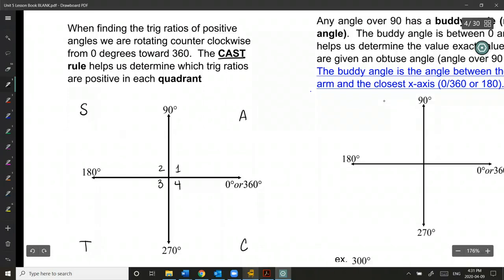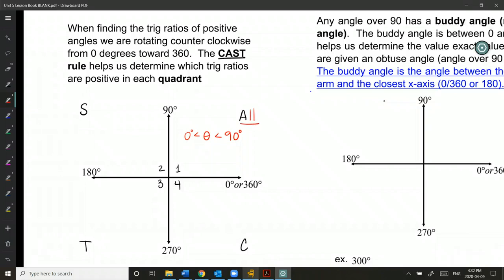So we actually start in the first quadrant, and we start in the fourth quadrant, and we label going from 4, 1, 2 to 3. Okay, so these each stand for a particular word. A stands for all, and basically what this means is if my angle that I plug into my trig ratio is between 0 and 90, all trig ratios will be positive.